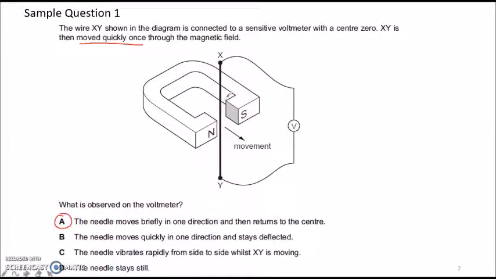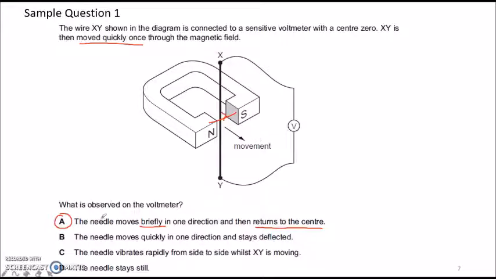Okay, why? Because this wire, this conductor, only cuts the magnetic field here once. And since it moved quickly, the deflection in the voltmeter is just brief, in one direction. One direction means that we move in only one direction. And then it returns to the center. Why does it return to the center? Because there is no more cutting through the magnetic field. The wire is not cutting the magnetic field anymore because we move from here to here and then we stop.